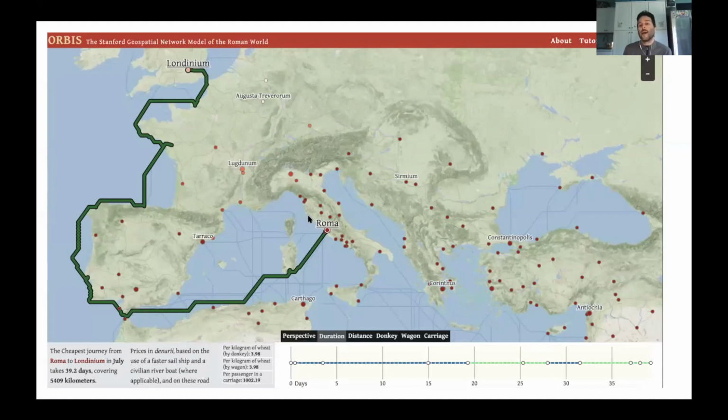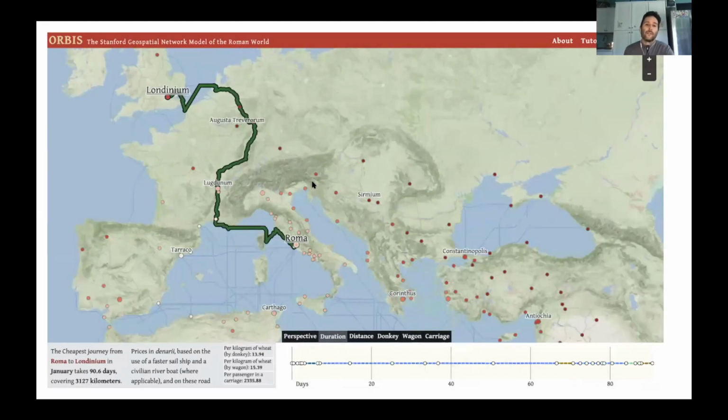We made a Google Maps for the Roman Empire. And what it allows you to do, and this is at orbis.stanford.edu if you want to play around with this, is pick one city in the Roman Empire, and pick another city in the Roman Empire, and it will plot a path between that city and the other. So what we're looking at here is how Rome is connected to London during the summer. And during the summer, you can sail across the coast of Spain. And so it's very cheap to get from Rome to London. And it only takes about 30 or 35 days.